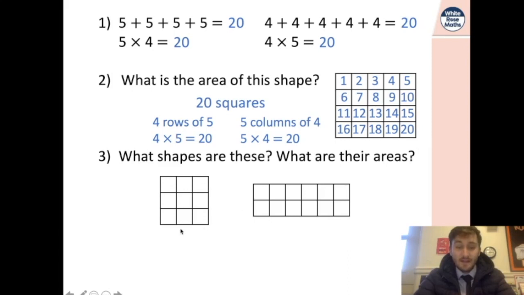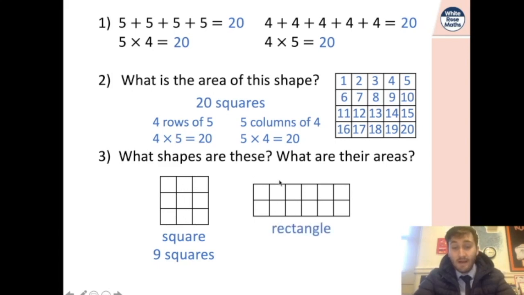And then what shapes are these? So this one is a square. And if I count up 1, 2, 3, 4, 5, 6, 7, 8, 9, again, I could do 3 across, 3 down, 3 times 3 is 9. I could do 3 rows of 3 or 3 columns of 3, either or. And this one is a rectangle, as these two sides are equal, but the top and the bottom sides are also equal. And I got 12 squares. Again, you could do that anyway. You could do 2 down, 6 across, multiply them together equals 12. Or I could just count.